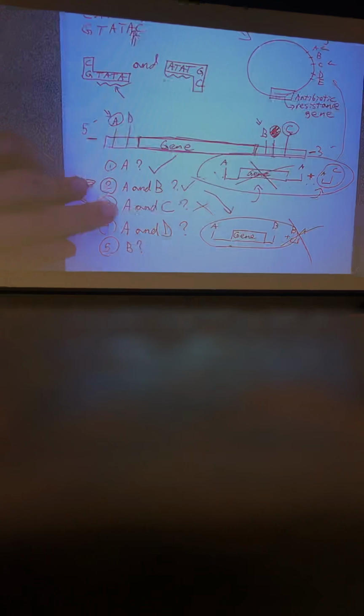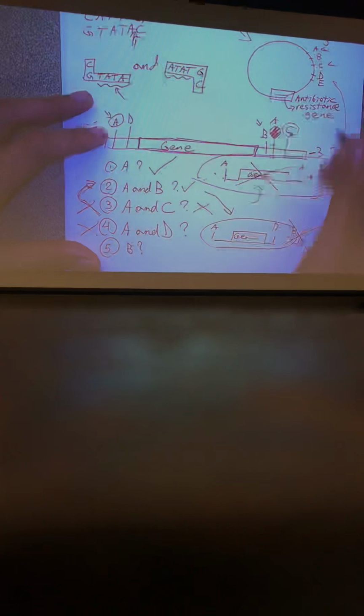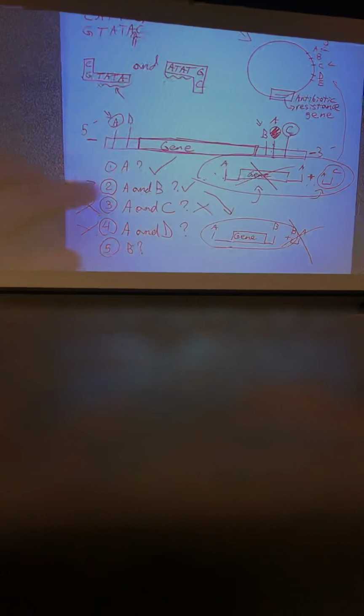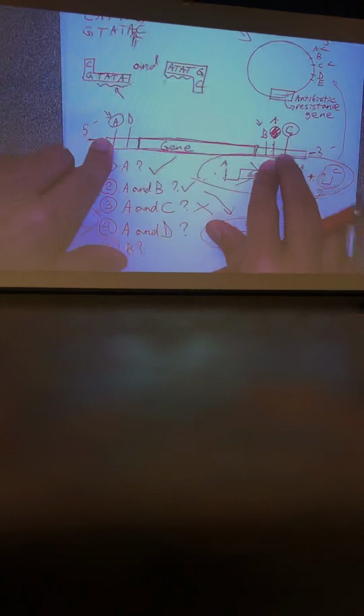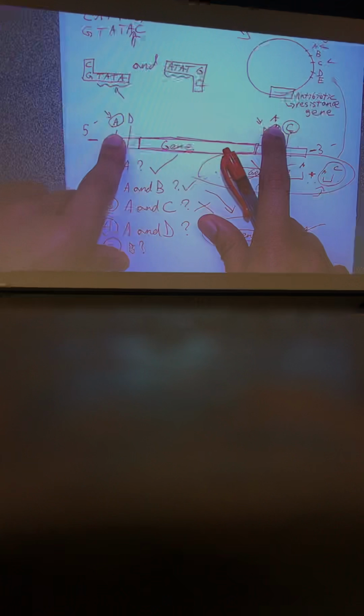When you're given a situation with A and C, and you notice there are 2 A sites and 1 C site, pick the 2 spots that are as close to the gene as possible, and then see if it makes sense. Originally, when we did A and C, here's A, and there's an A and a C site here. Realistically, that means only the 2 A sites would be used because they're closer to the gene.